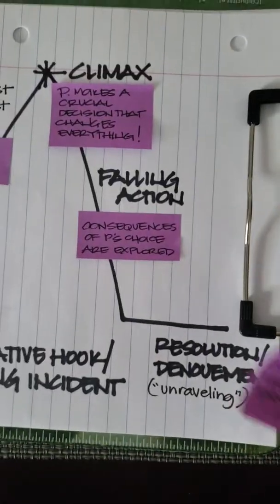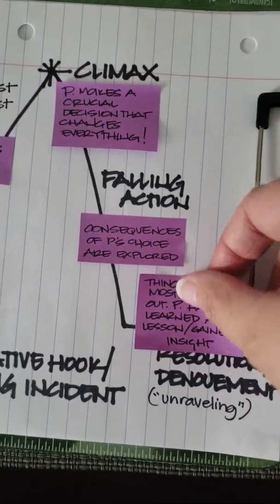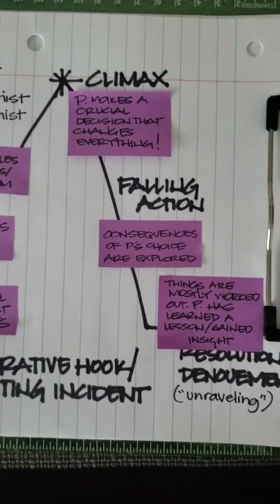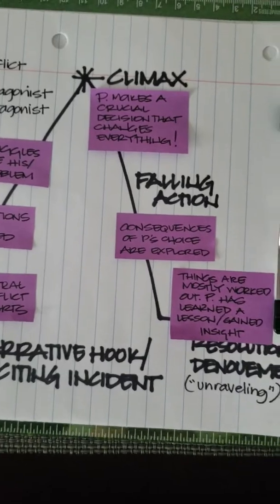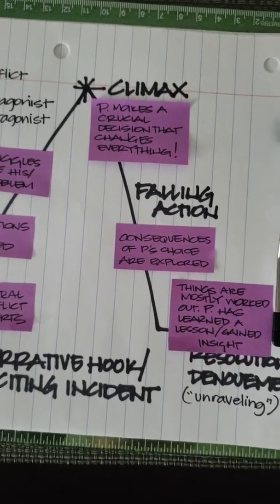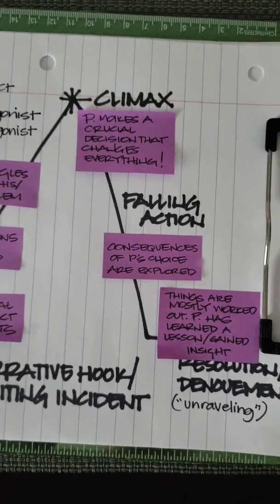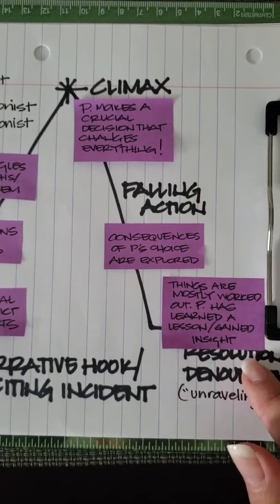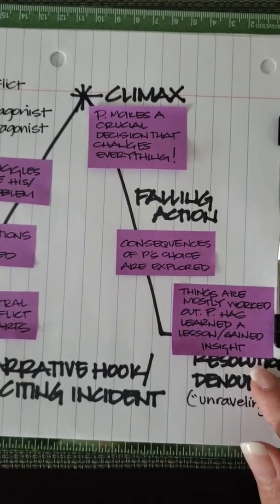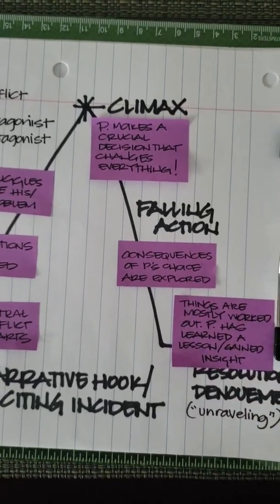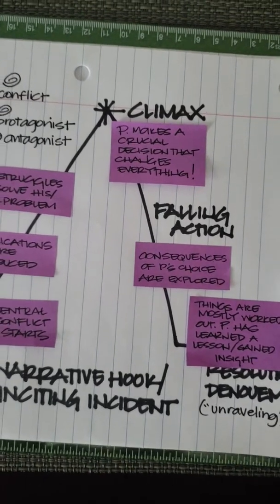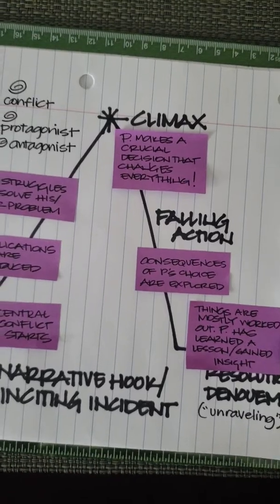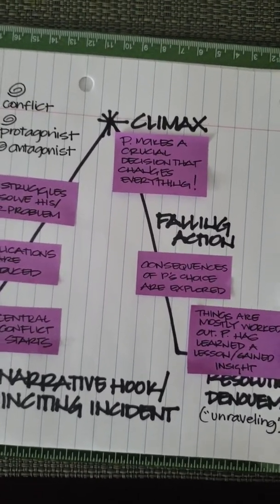Down here at the end again with the resolution or the denouement, it's pretty much what we said before. Things are worked out or mostly worked out, at least to the point where we as readers feel satisfied and we can move on with the story and it's not left hanging. And as far as the protagonist is concerned, this is also kind of the reflective piece where the protagonist has learned some kind of lesson or has gained some kind of insight into himself or somebody else or the world in general, and is going to move on sort of wiser.